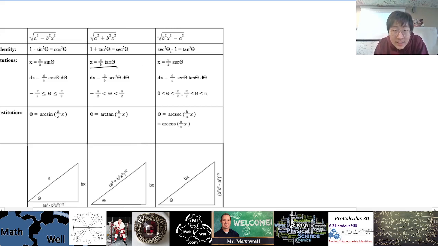Here's another one. Secant squared theta minus 1 equals tan squared theta, where you need the form b squared x squared minus a squared. These 3 forms, a squared minus b squared x squared, a squared plus b squared x squared, and b squared x squared minus a squared, they're all very similar. So how do you tell them apart? Well, the way you do it is you look at the identities being used. Our first identity, 1 minus sine squared theta equals cos squared theta. I'll just write it out.